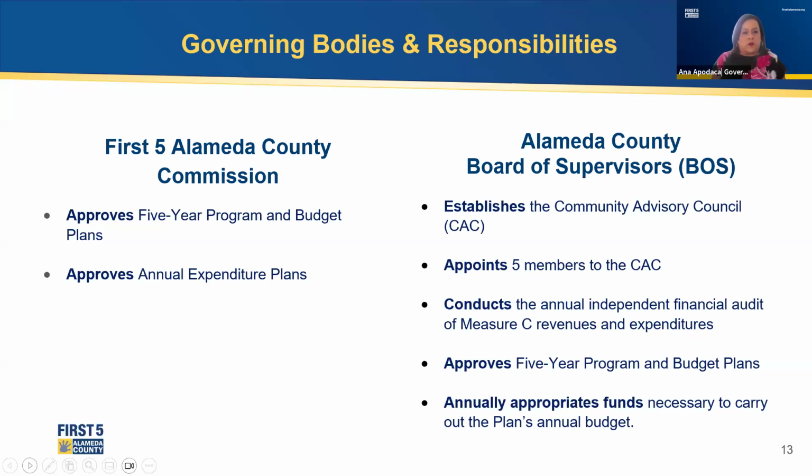There are two governing bodies that oversee the implementation of the child care, preschool, and early education account. That includes the Alameda County Board of Supervisors and the First 5 Alameda County Commission. The Board of Supervisors are responsible for establishing the Community Advisory Council. We will call it the CAC. CAC is our acronym we're going with. They are also responsible for appointing members to the CAC, conducting the annual independent financial audit of Measure C revenues and expenditures, approving the 5-year program and budget plans, and annually appropriating funds necessary to carry out the plan's annual budget. The First 5 Alameda County Commission is responsible for approving the 5-year program and budget plans and approving the annual expenditure.